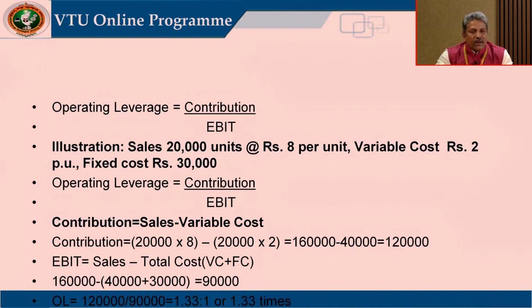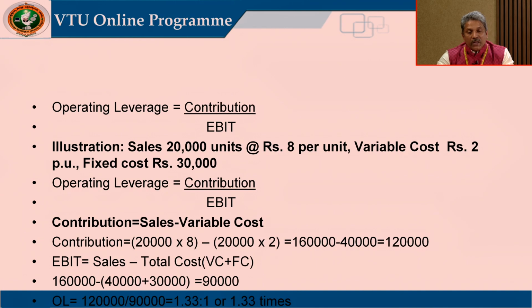So, you can see operating leverage is 1.33 times because the contribution is higher than the EBIT. So, the firm is using operating leverage. If the firm is using higher operating leverage, a small change in sales revenue will make a bigger change in EBIT. That is the concept. So, we can take financial decisions with the help of operating leverage.